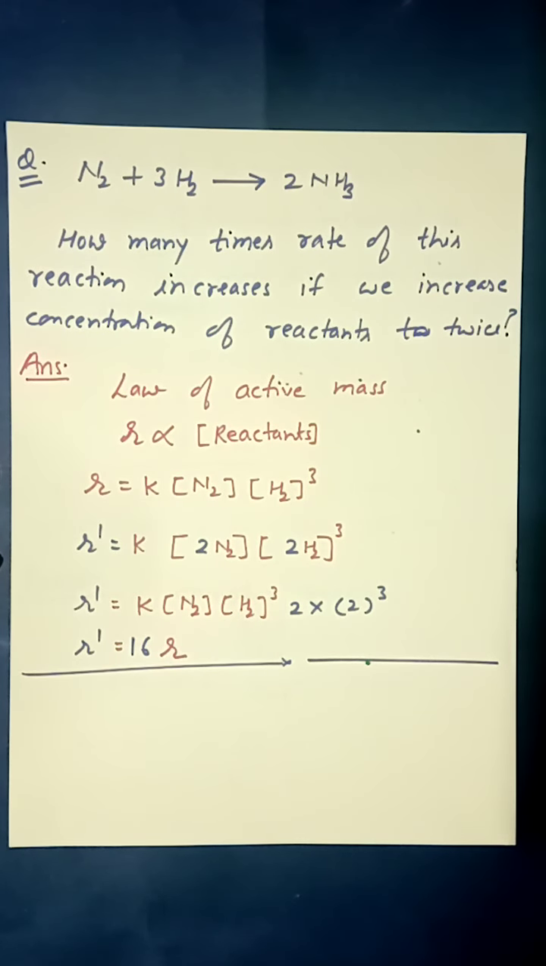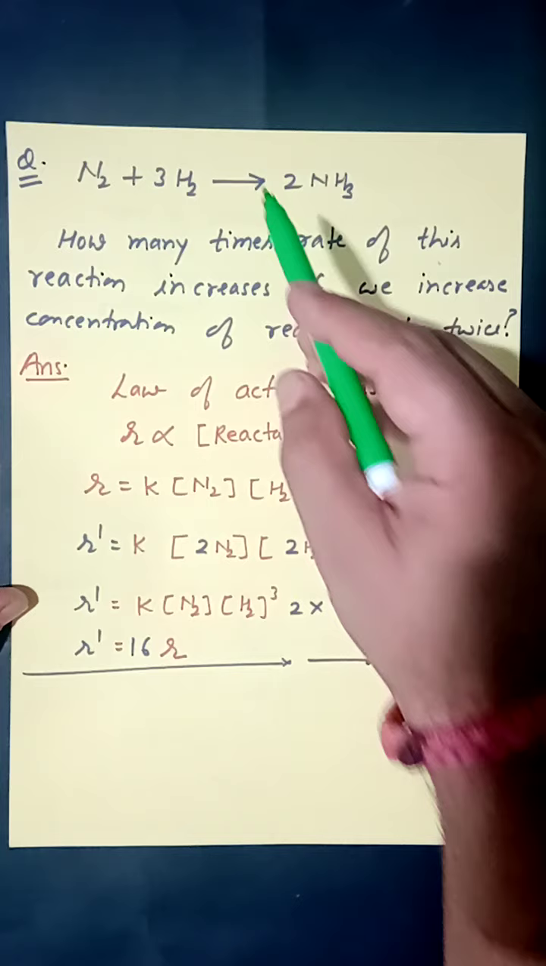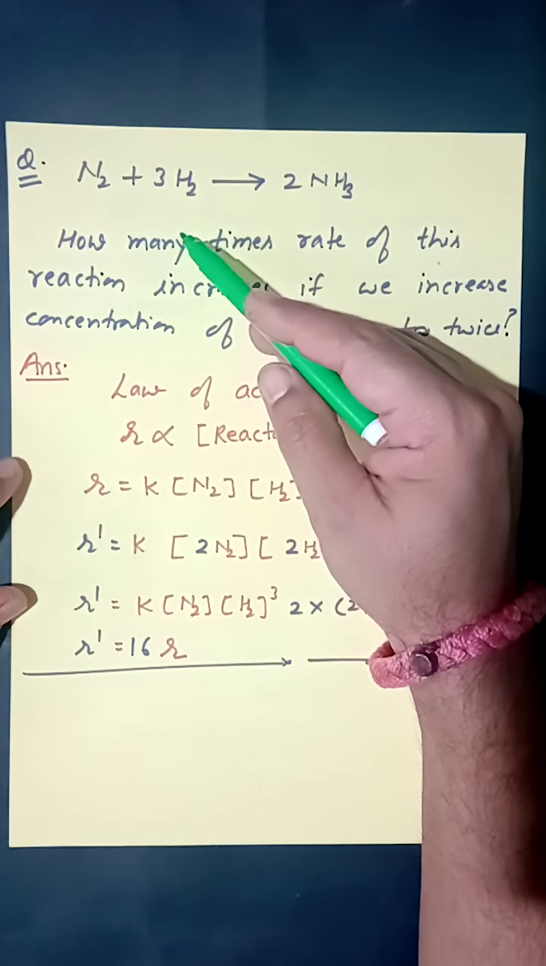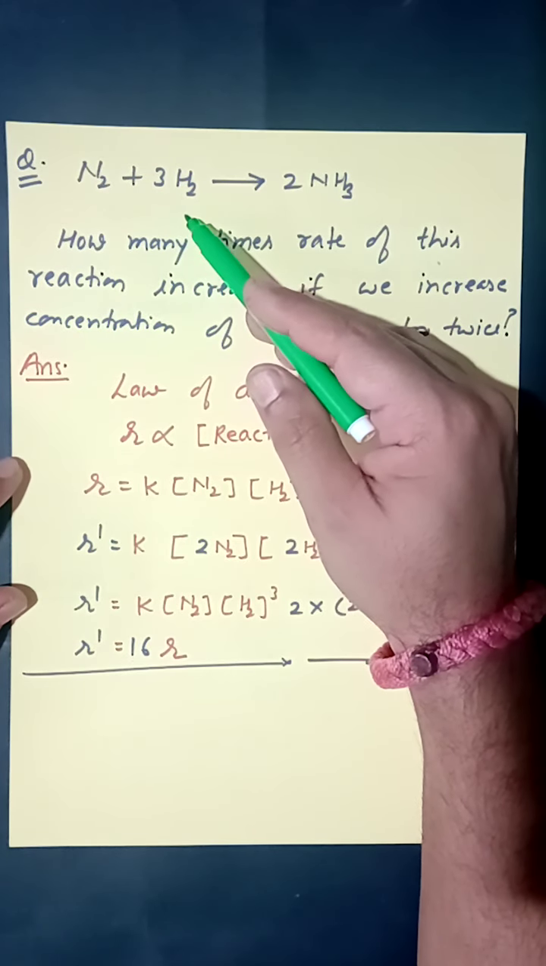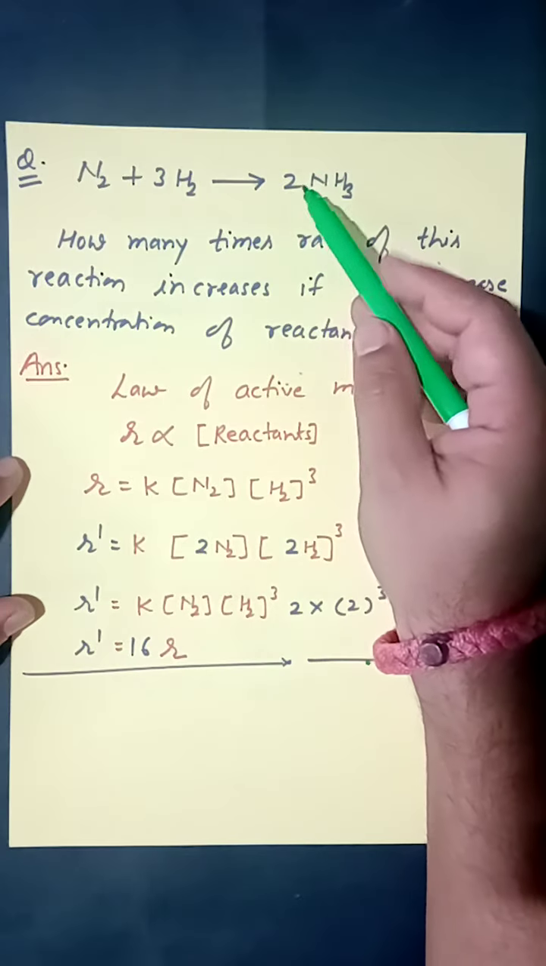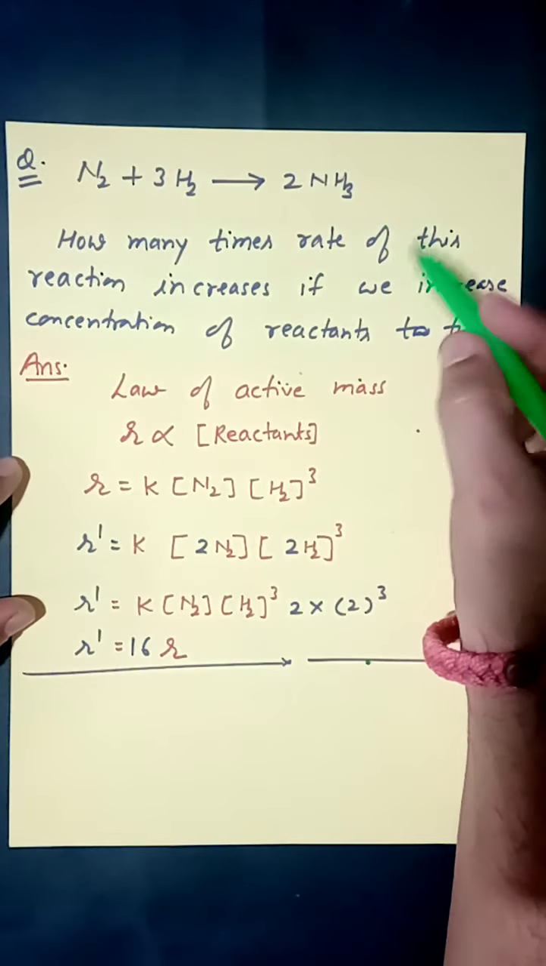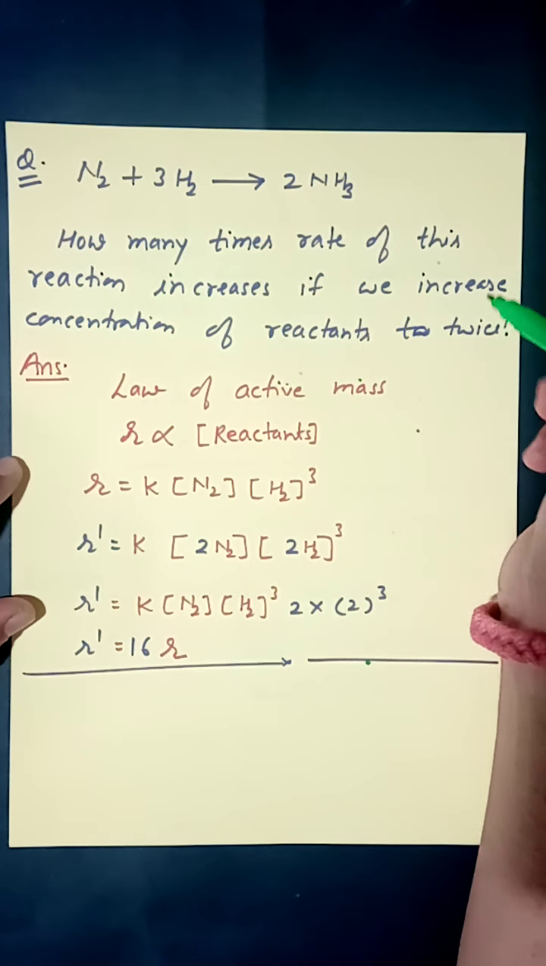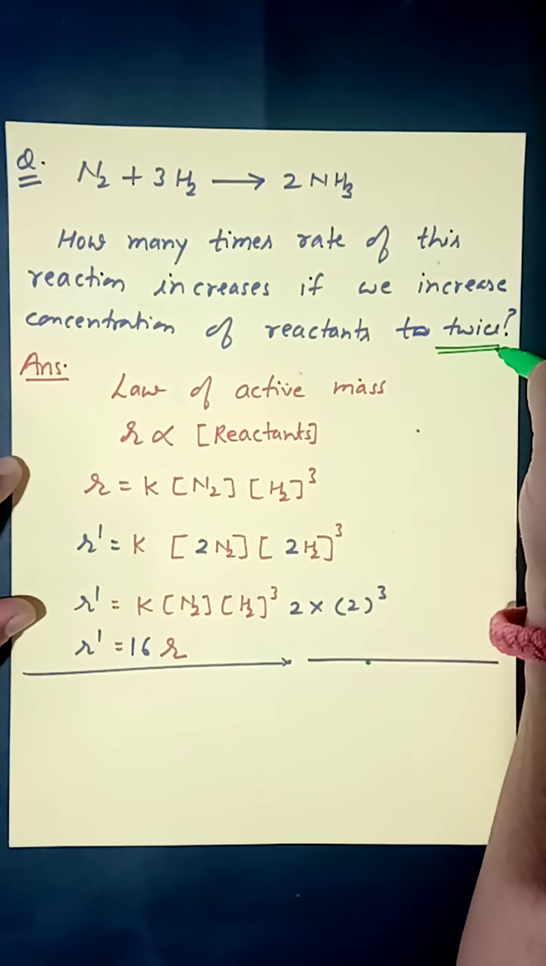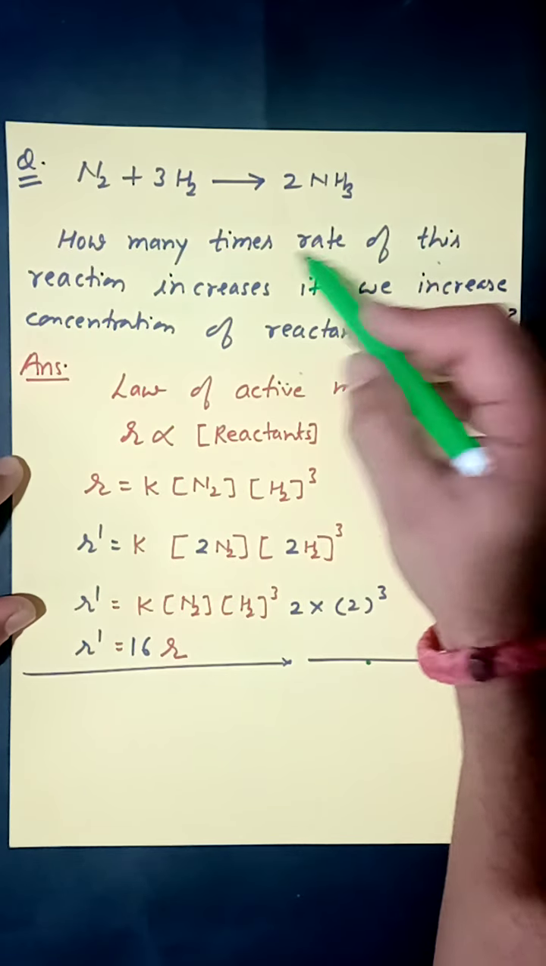Now to build our concept on order of reaction, look at this example. This is from your previous class, it means class 11th. A reaction is given. How many times will the rate of this reaction increase if we increase the concentration of reactant to twice? So we have to calculate here how many times the rate of reaction increases.